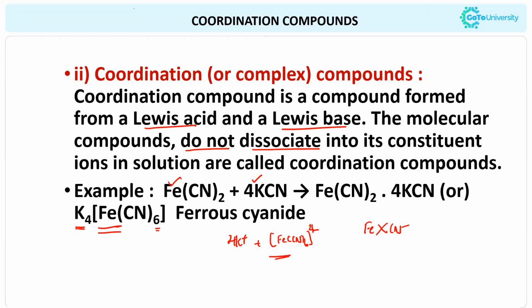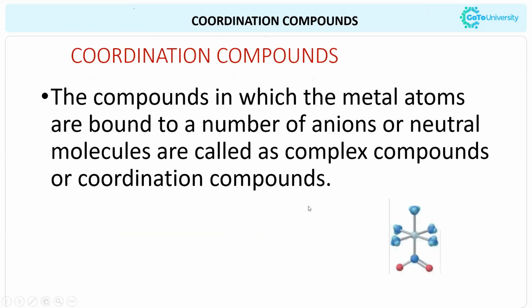The things outside the square bracket are usually known as the ionization sphere, and the things inside the square bracket are called the coordination sphere. So in coordination compounds, the coordination sphere cannot undergo ionization. Only the things present outside the coordination sphere will undergo ionization. That is the important thing regarding coordination complexes.